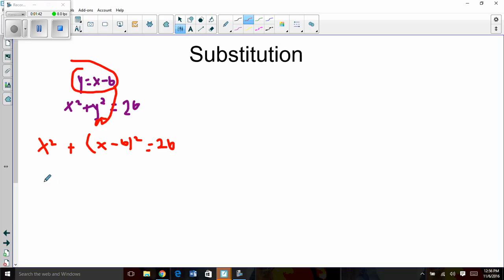So now we're just going to solve for x, and so we're going to take our x squared and kind of expand everything out. So we have this x minus 6, and we have to FOIL. Remember, this x minus 6 squared is just x minus 6 twice, so times x minus 6 equals 26. So let's FOIL.